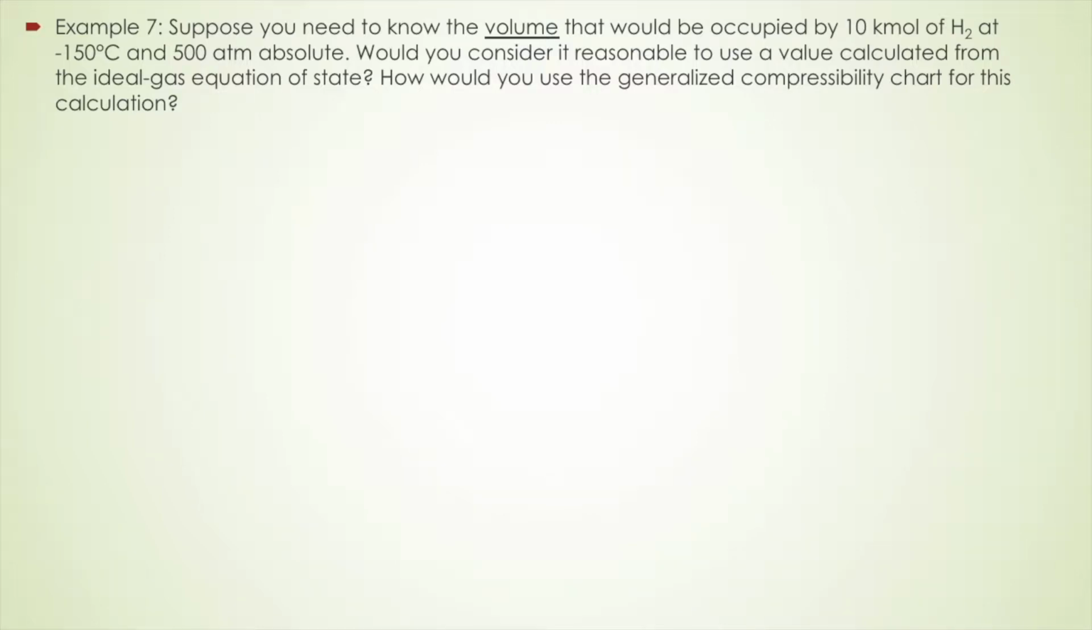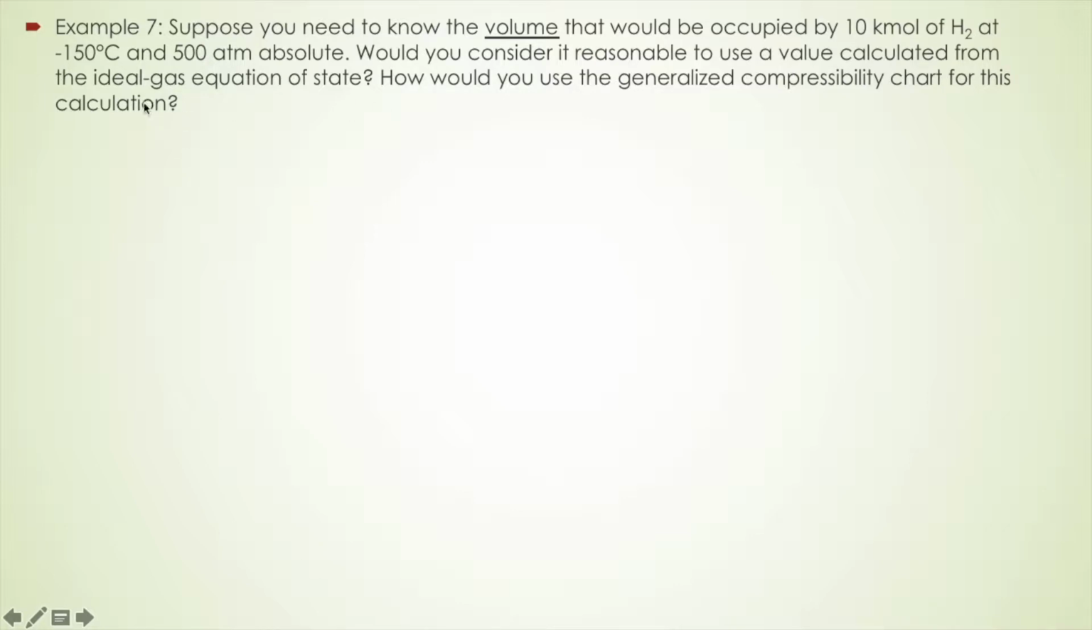Suppose you need to know the volume that will be occupied by 10 kilomole of hydrogen at negative 150 degrees Celsius and 500 atm absolute. Would you consider it reasonable to use a value calculated from the ideal gas equation of state?